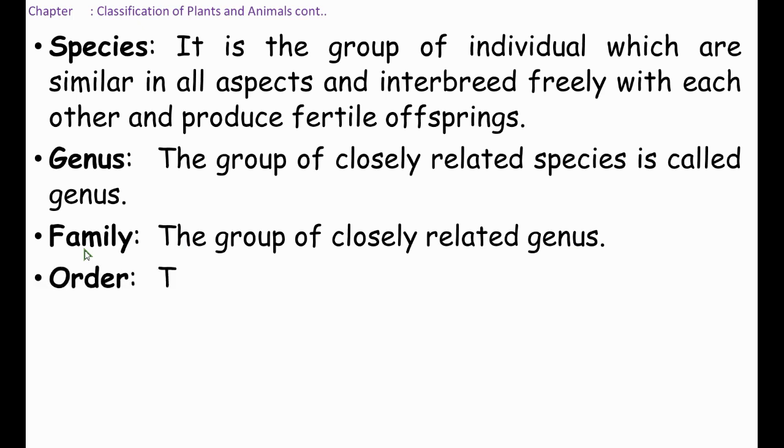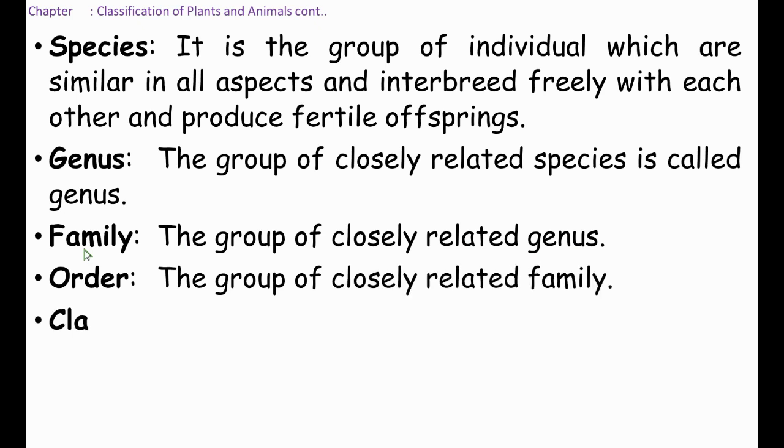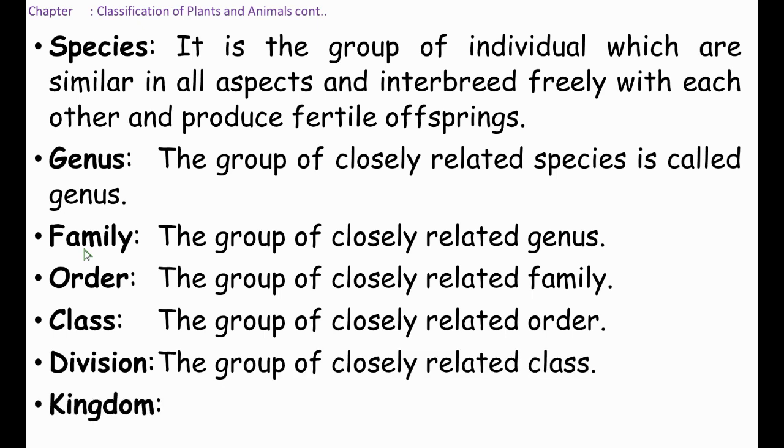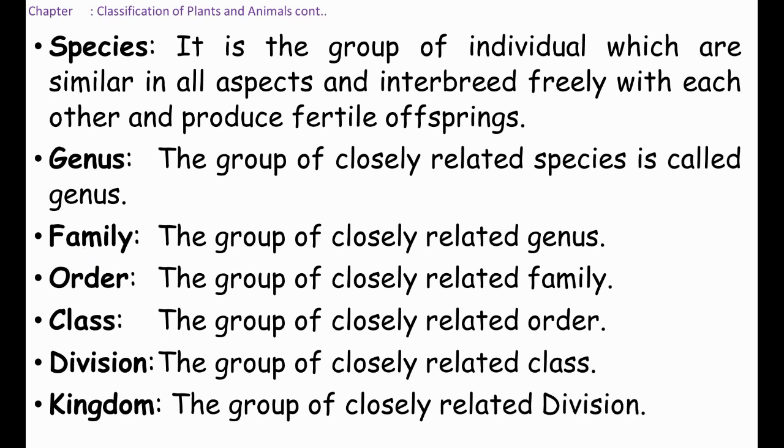Closely related genus is called family. Then closely related family is called what? Order. Okay, closely related family is called order, and closely related order is called what? Class. Group of closely related order is called class. Like that, the group of closely related class is called division. Okay, the group of closely related division is called what?